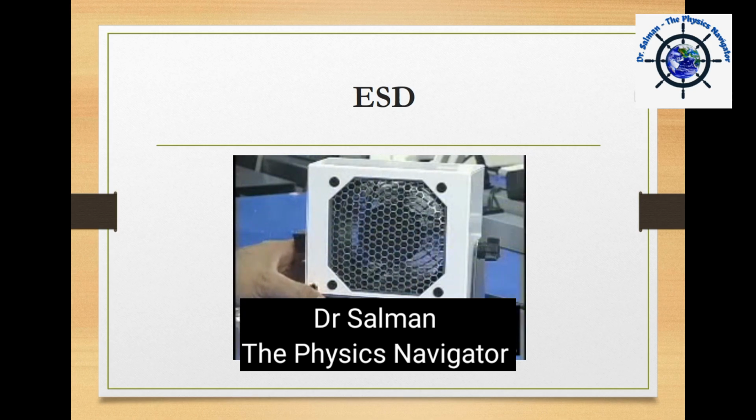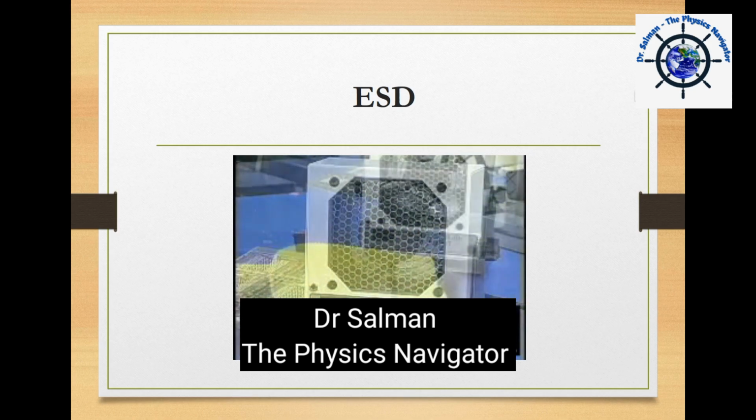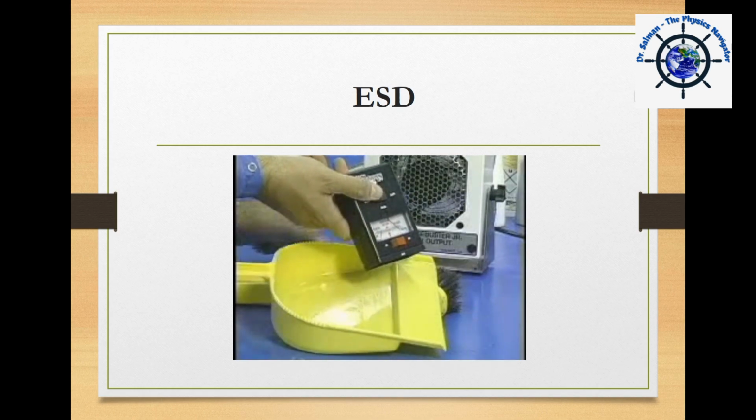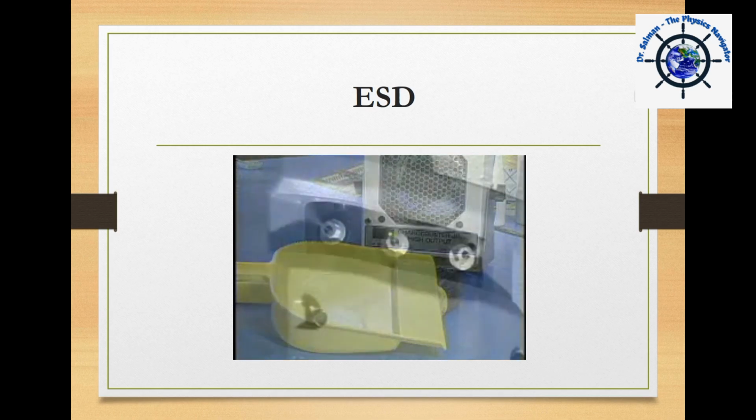Air ionizers can also be used to neutralize charges. This machine blows ionized air into the work area to help neutralize any positive or negative charges that accumulate on non-conductive items or items that are not connected to ground.